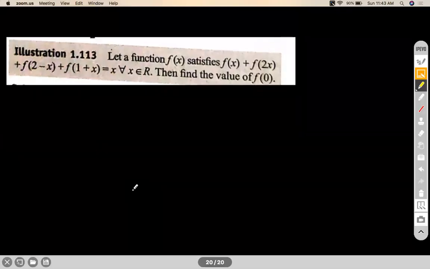f of x satisfies f of x plus f of 2x plus f of 2 minus x plus f of 1 plus x is x for all x belonging to real numbers. Find f0.